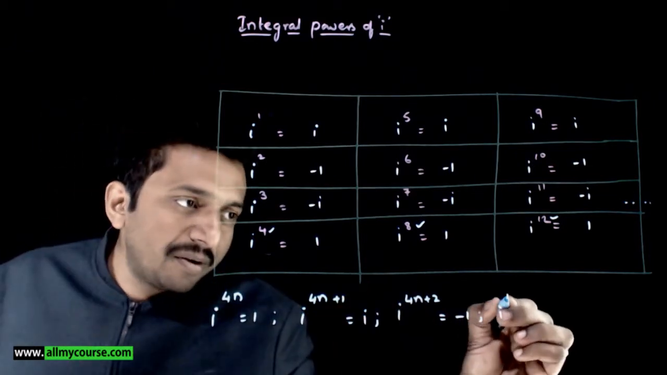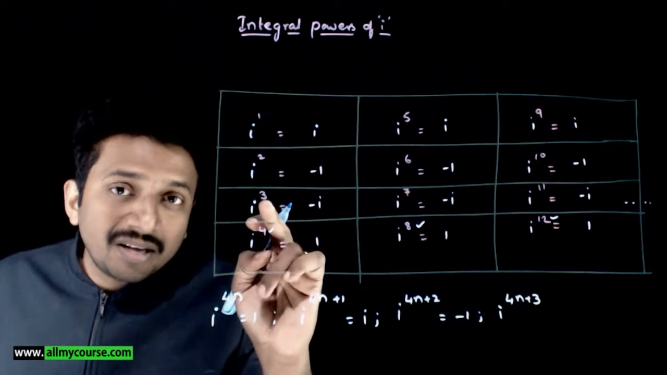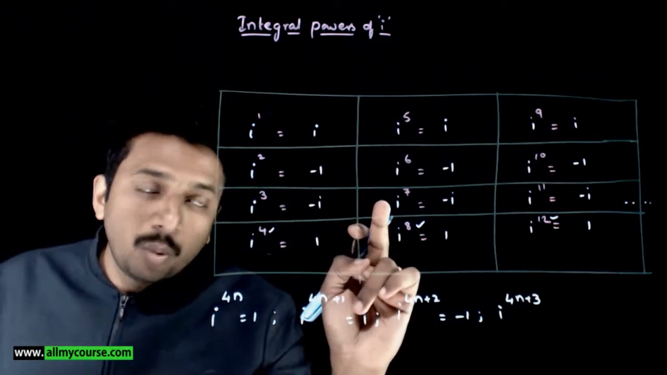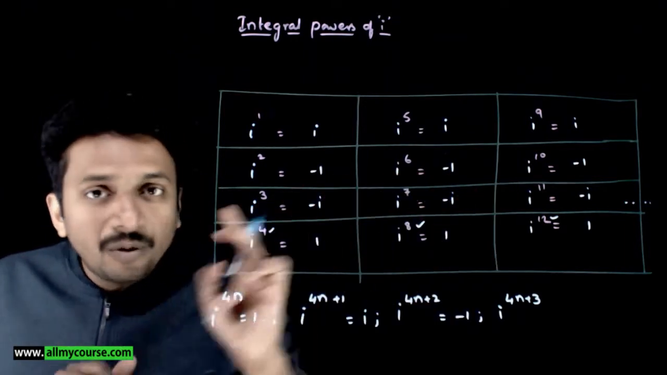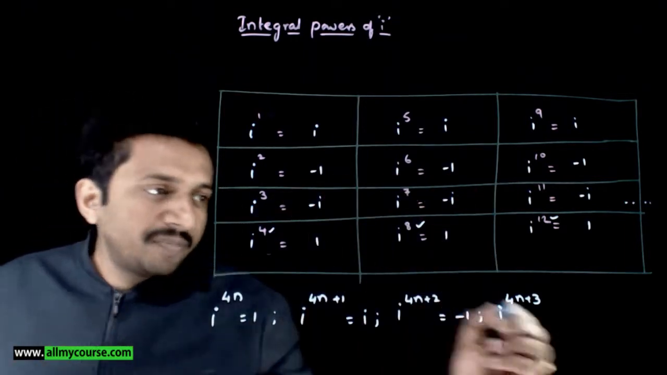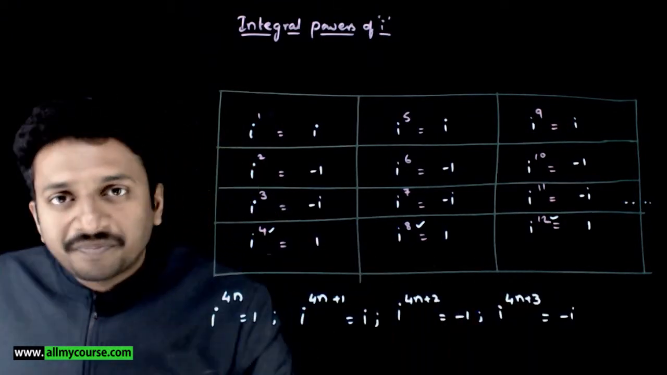And if you have i power 4n plus 3, this can be written as 4 into 0 plus 3, 4 into 1 plus 3, 4 into 2 plus 3, and so on. So these are the powers of i which are 4n plus 3. When you have this power, you get minus i as the answer.